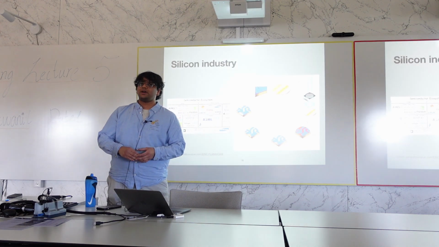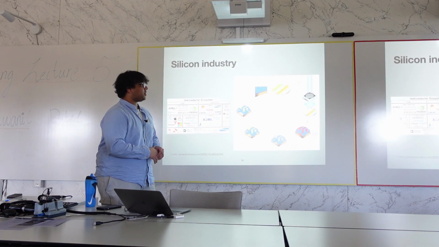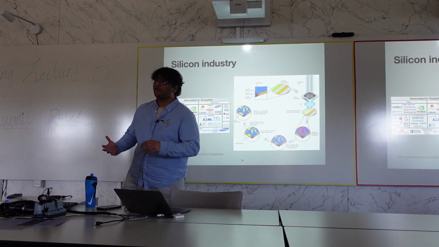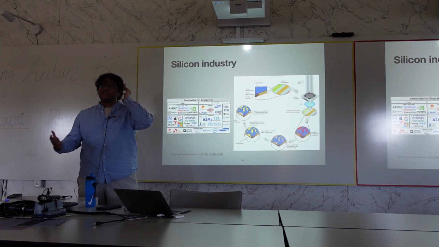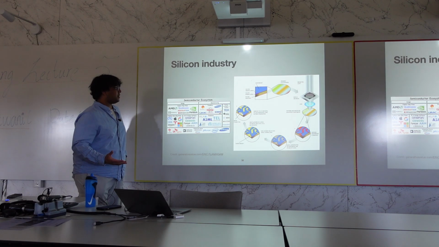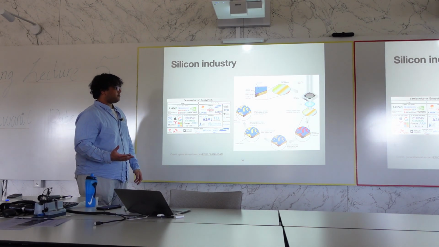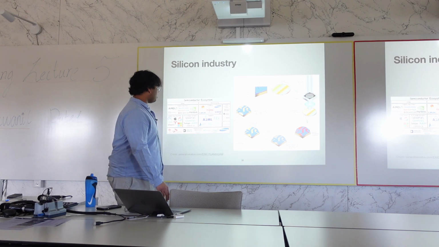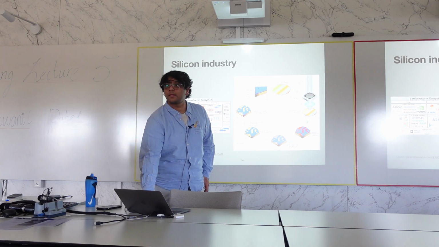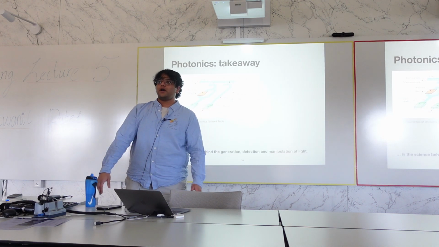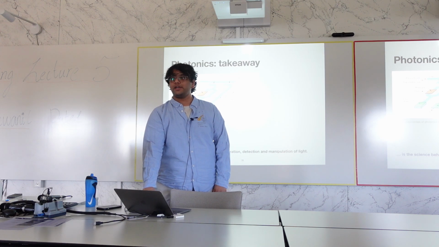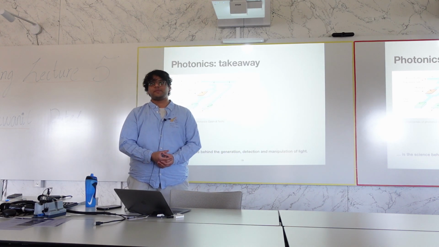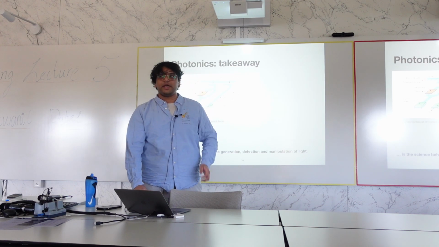And this is really a boon, I would say, because of the silicon industry, because the manufacturing of these chips is basically made possible by the silicon industry, which is used for making these semiconductors for phones, laptops, and so on. So again, the takeaway from the photonics part is that now we can confine the light in a small space and manipulate it based on how we want.